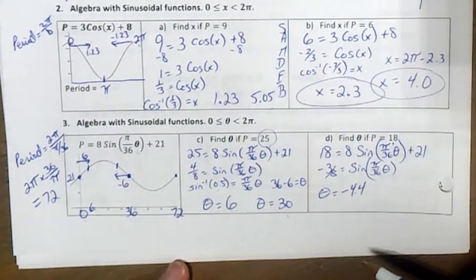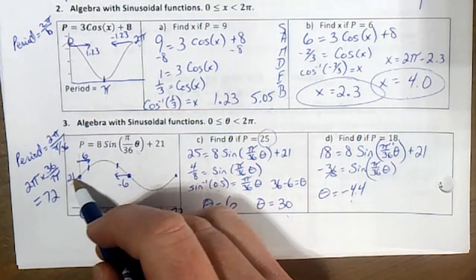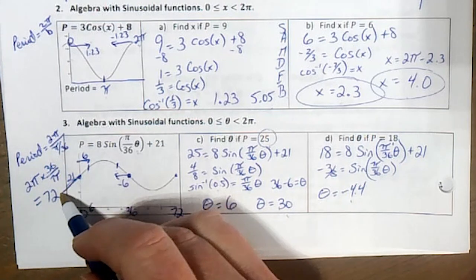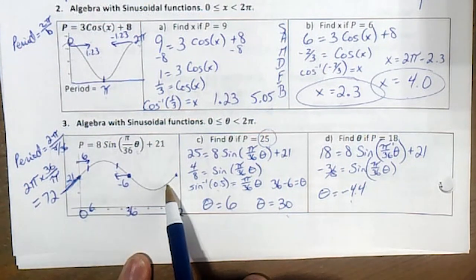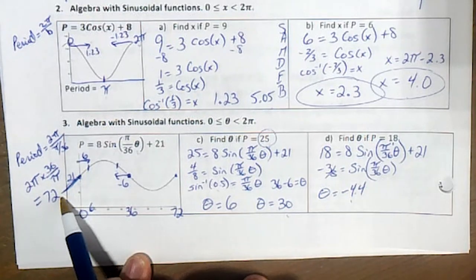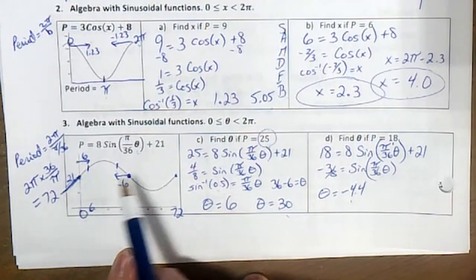Now, here's a problem with our answer. It's negative. Word problems, we don't want the negative answer. What's happening is it's going backwards down here instead of going to quadrant 3 and 4. And the calculator will always do that. It will give you the closest answer. We don't want that. So what we need to do is jump forward.